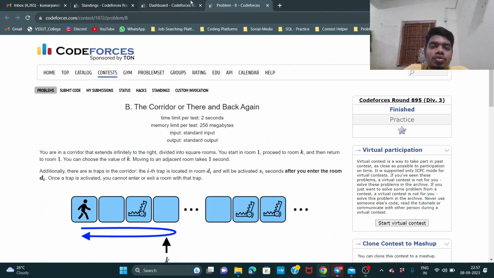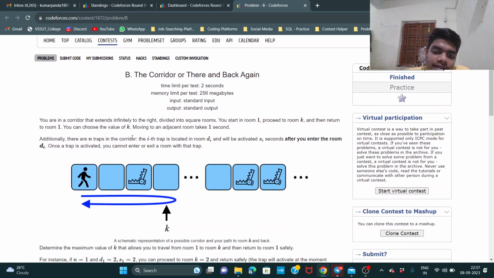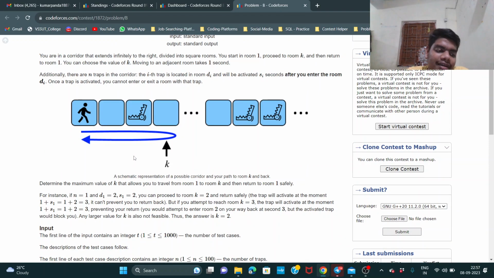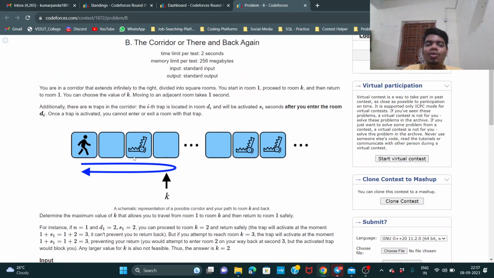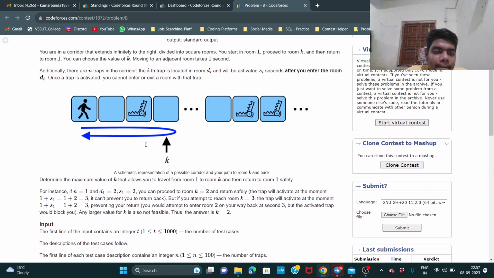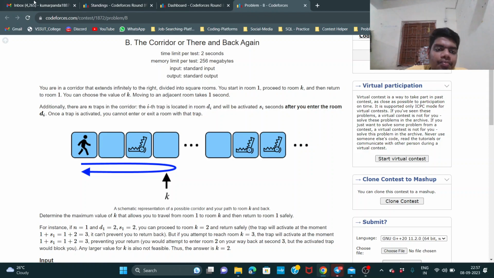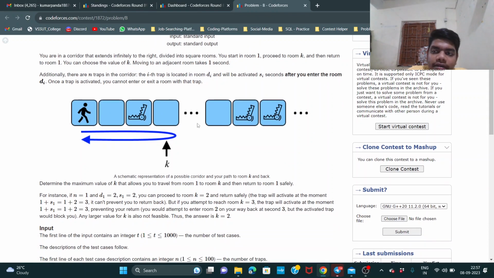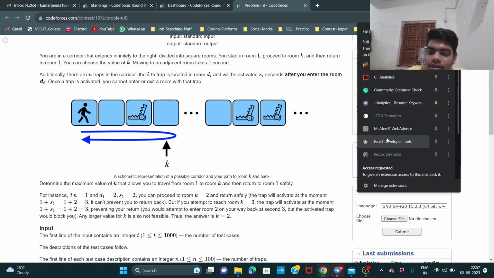Okay, let's move to problem B. I think this is the weirdest problem. I don't know why I took 20 minutes on it. Literally, this problem is very easy. So in this problem, what we are given is, okay, let's just explain this thing.